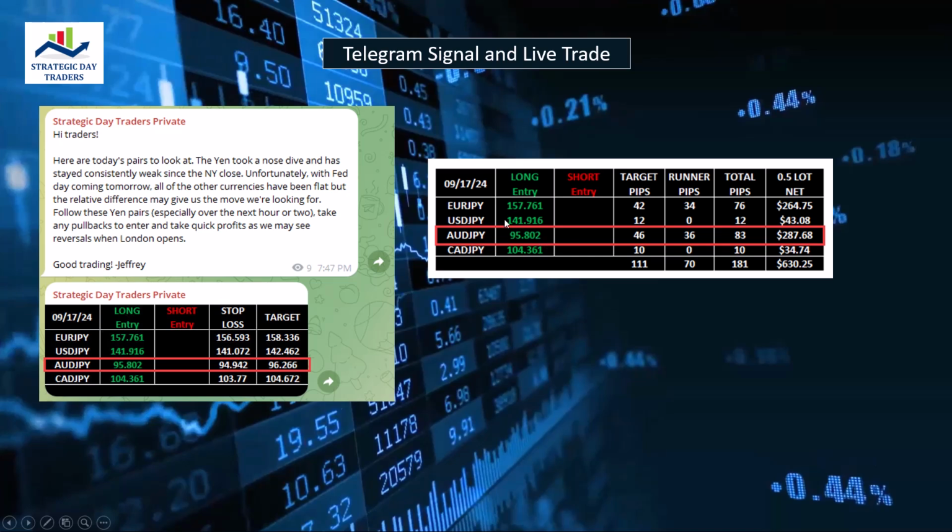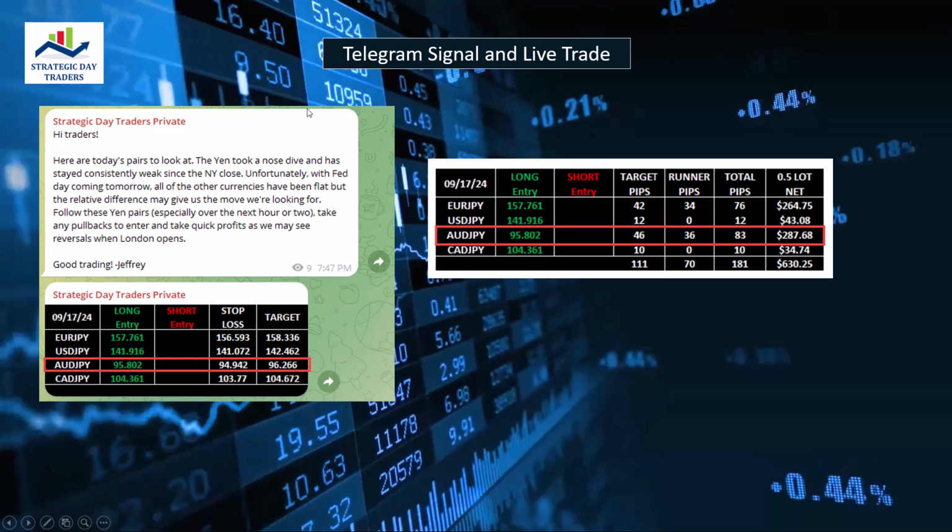We got our pullback entry. Our first target got us a 46 pip quick high probability profit, and then we had a second position on for an additional 36 pips, for a total of 83 pips altogether for the one trade over that 4 to 6 or maybe even 8 hour period. And if you only traded half a lot, that was a quick almost 300 bucks.